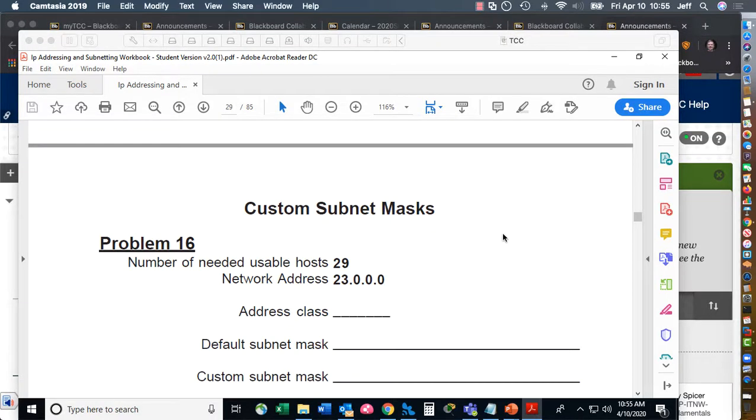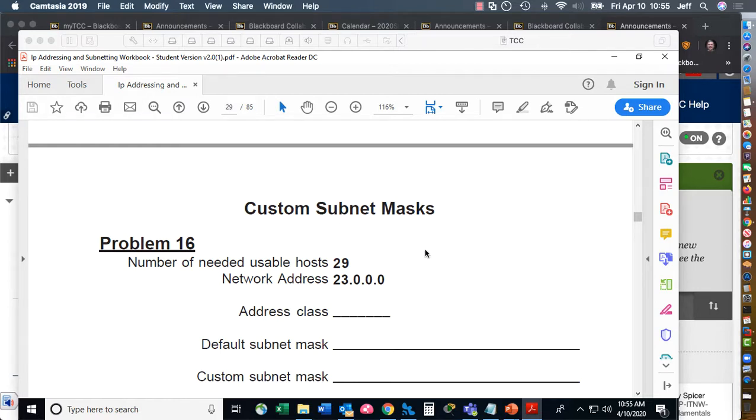Okay, in this video, I am going to go through the three main types of subnetting problems within the IP Subnetting Packet. Here is problem 16 on page 27, 29 in the PDF.